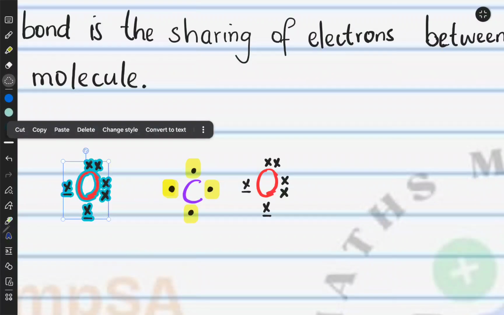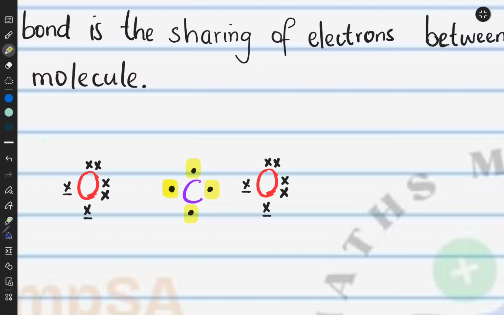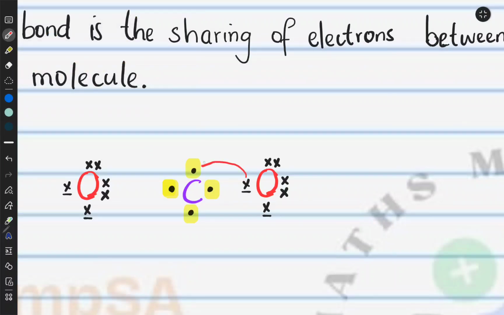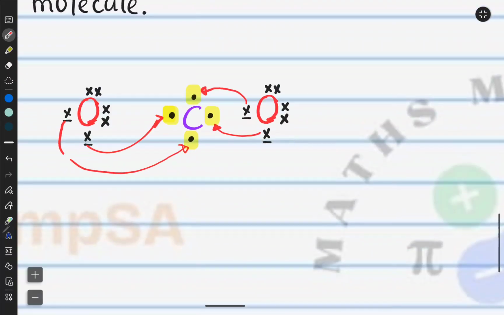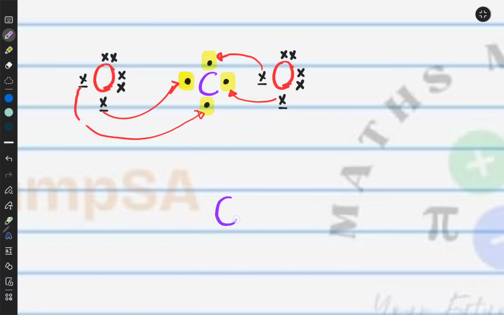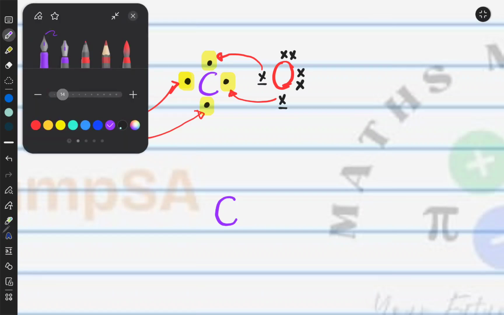So in these 2 oxygen atoms, let me just use maybe arrows. This one will be coupled with that one. This one will be coupled with that one. Okay, for the first oxygen atom, this electron will be coupled with that one, and that electron will be coupled with that one. Now if you check, what will happen is carbon, our central atom. Why is it our central atom? It's at the center, right?